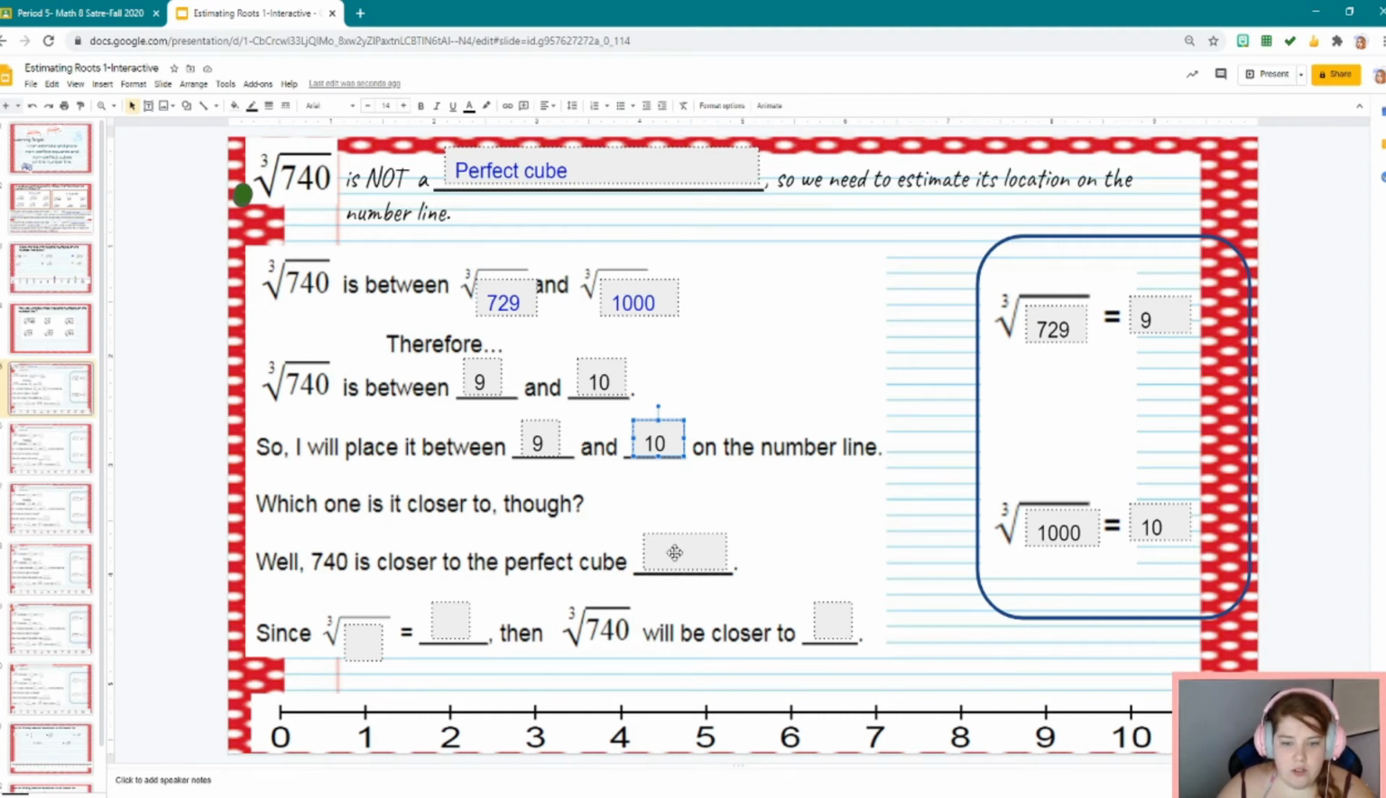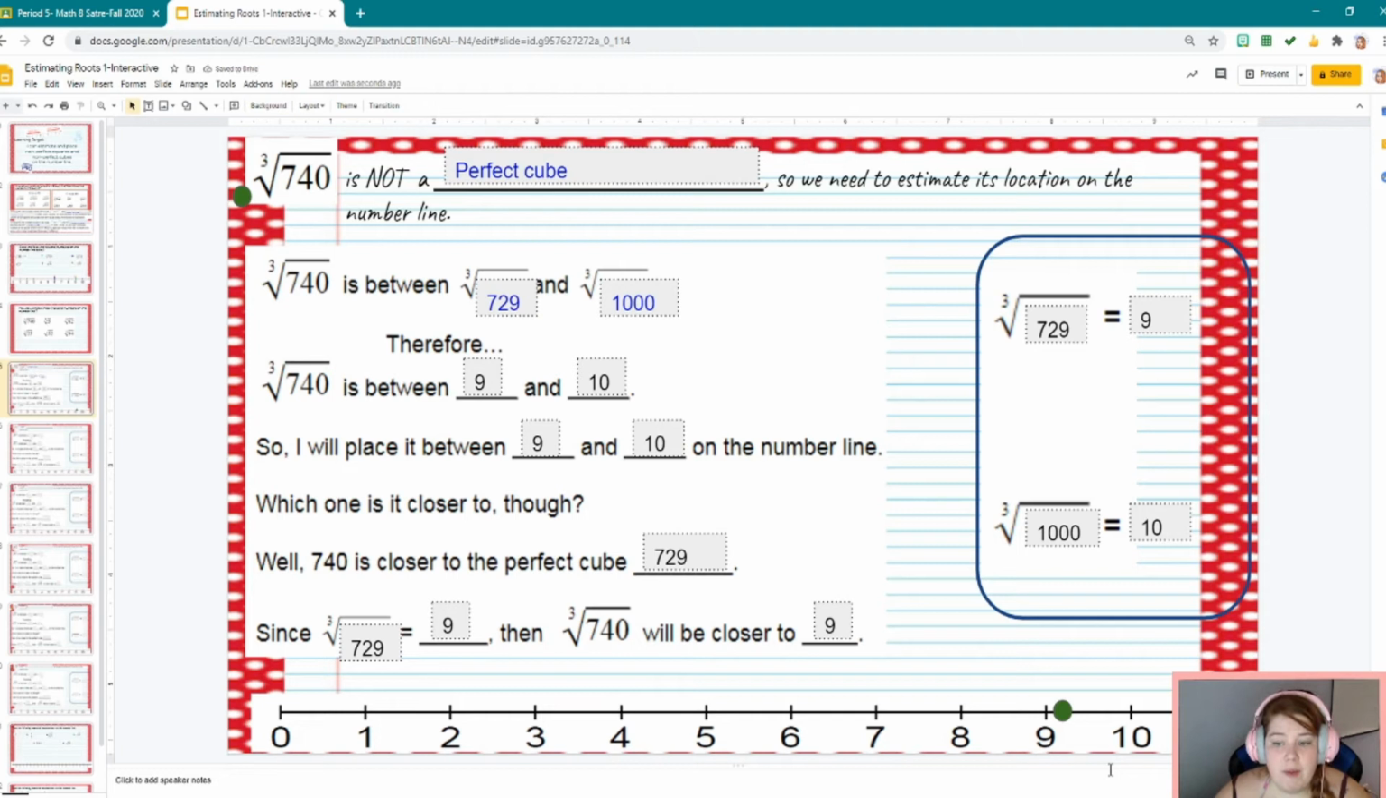740 is closer to which number? 729 or 1,000? It's closer to 729. And since the cube root of 729 is 9, and again, you have to play with the sizes here, we're going to place it closer to 9. So I take my circle. We know it's not exactly 9, but we're going to place it closer to 9. So I'll place it about there.